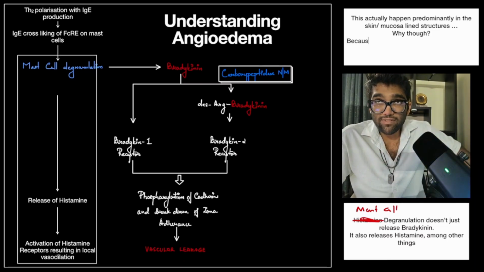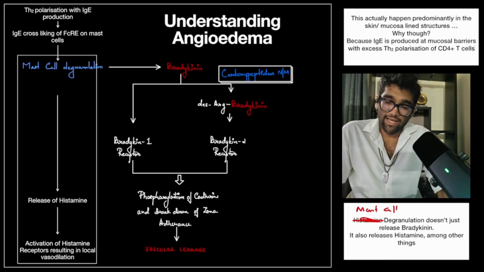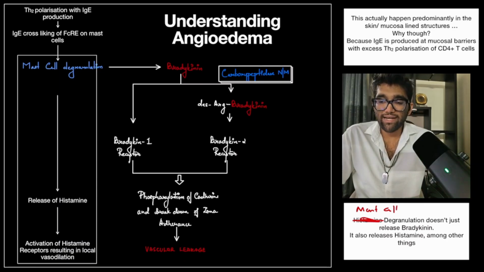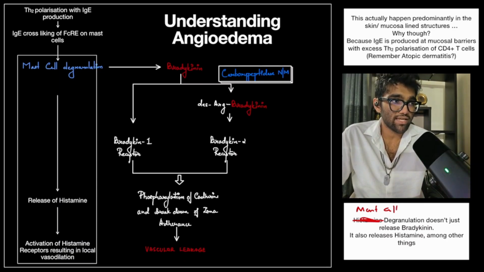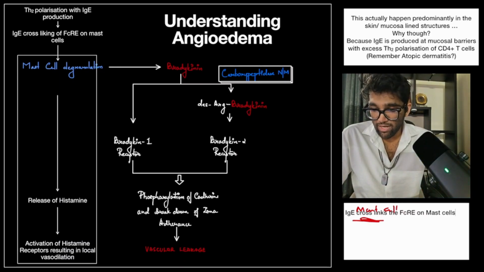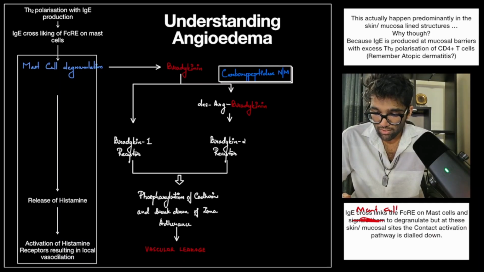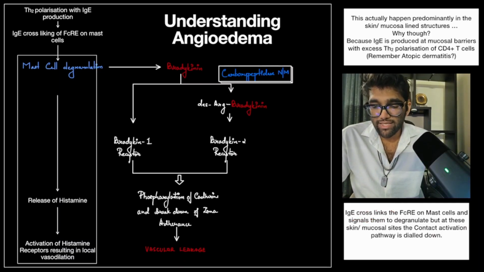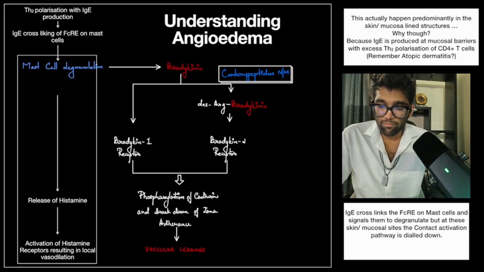So obviously, this kind of Th2 polarization and IgE production can only happen right next to mucosal barriers. That is why it happens on the skin, and in other mucosal areas. So just remember what we discussed in atopic dermatitis. Now, this IgE cross-links the Fc epsilon receptor on mast cells and then signals them to degranulate.